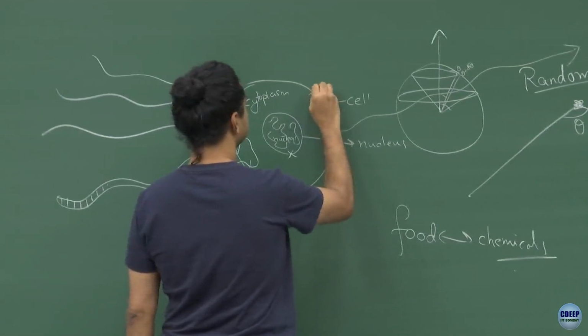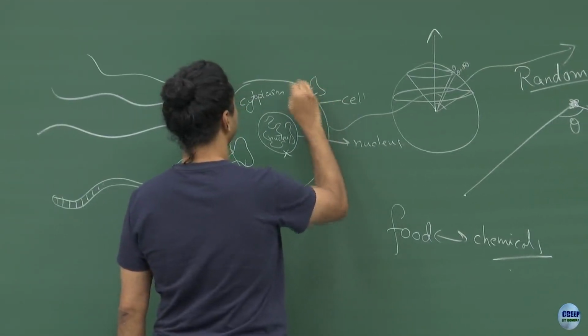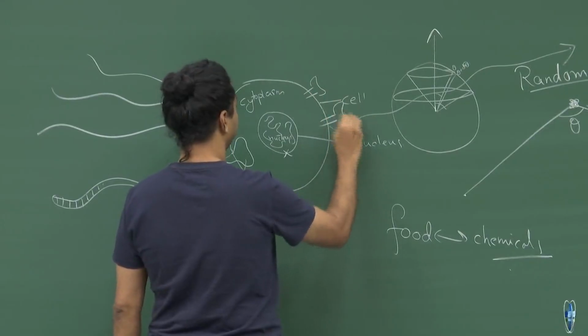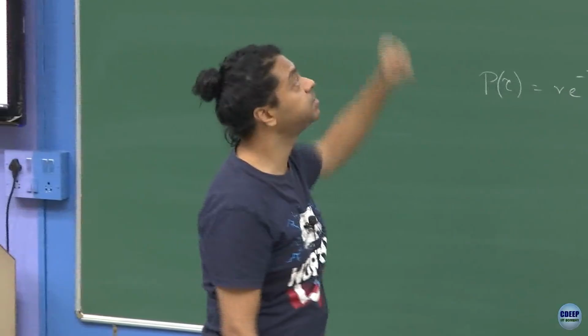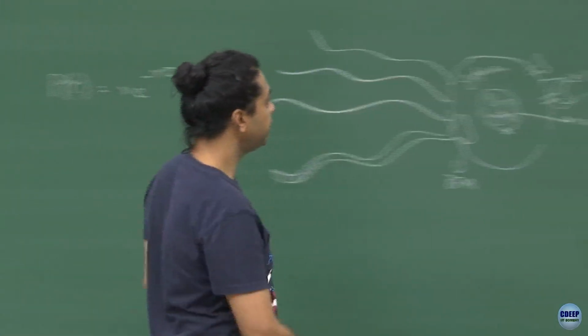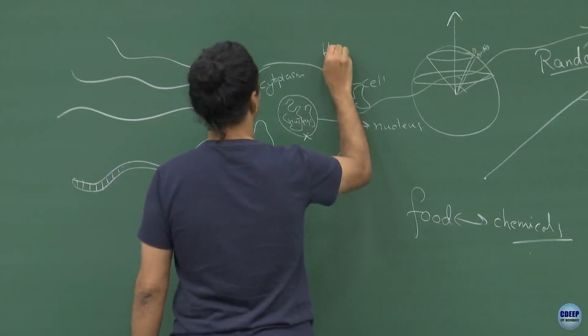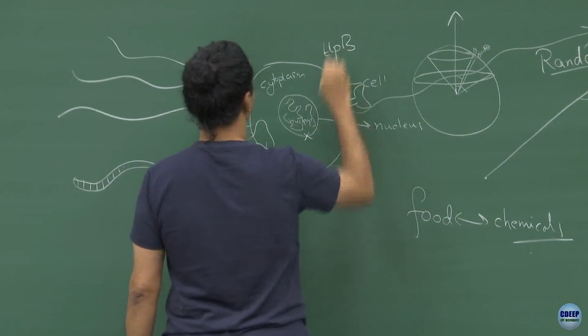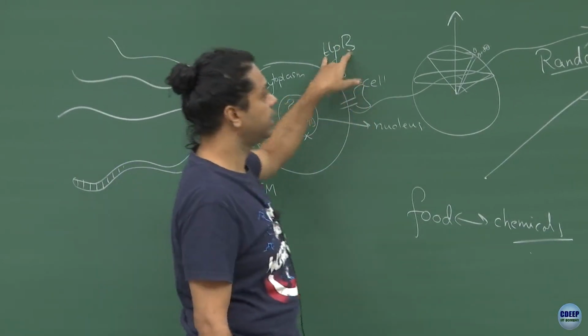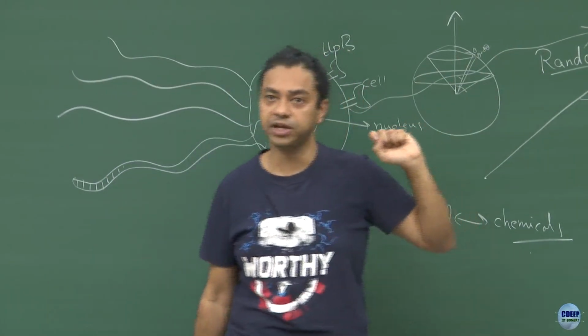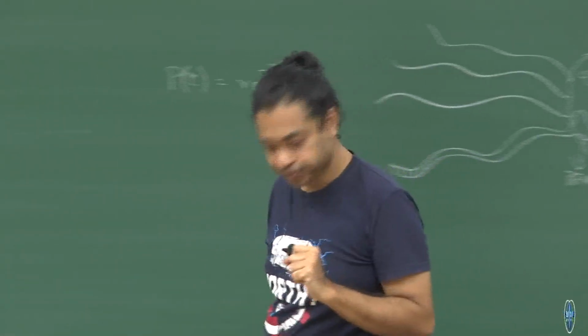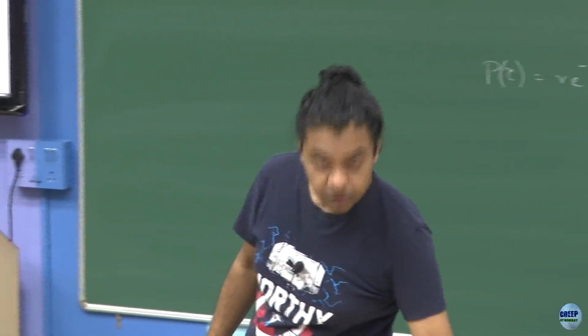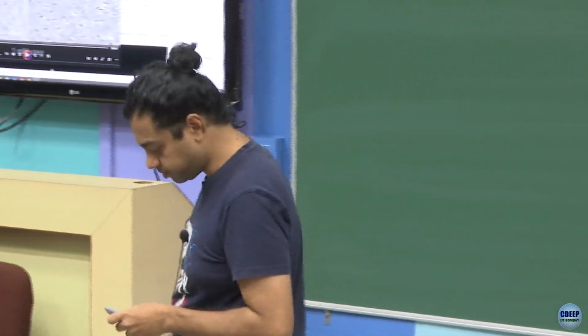These chemicals are sensed by receptors on the surface of this bacteria. And here what this experiment shows is that this particular protein TLPB is one such receptor, one such chemoreceptor. And if you knocked out this protein, it would not be able to sense this chemical gradient due to urea. Okay. All right. You could ask, is this the only receptor?